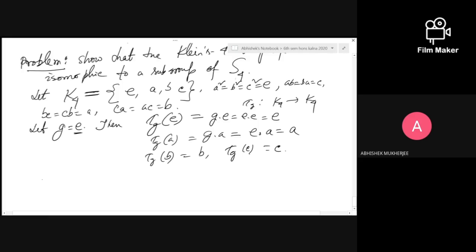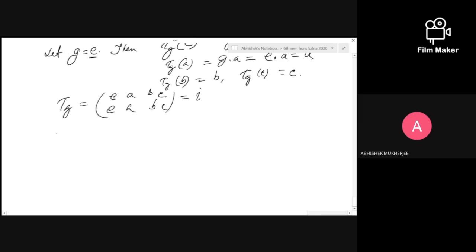So tau G can be represented as the permutation of a symmetric group of order 4. That is the permutation on a group of 4 elements, and the 4 elements are E, A, B, C. So E goes to E, A goes to A, B goes to B, C goes to C. Now what is the permutation? This is the identity permutation, I, right?